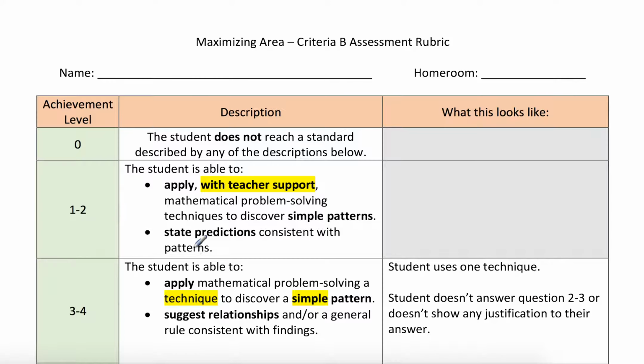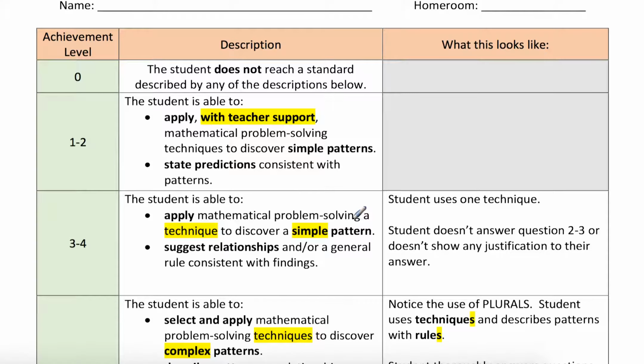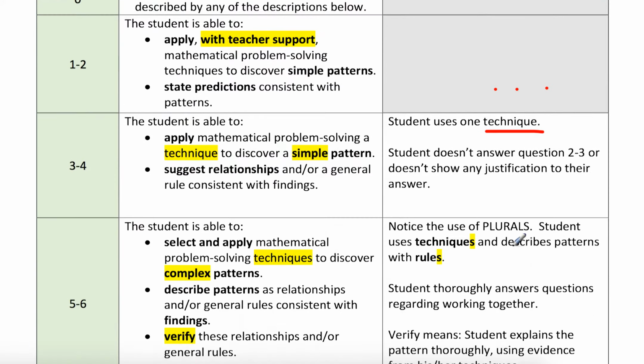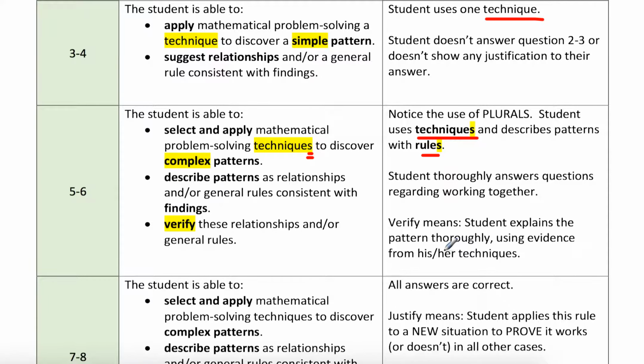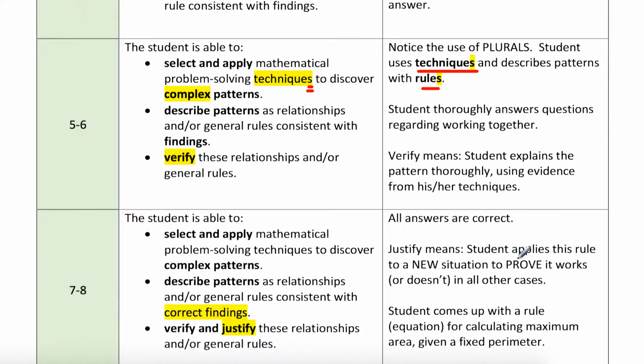And then on the last page, you're going to see the rubric. Take some time to read this over. Focus on the column where I'm a little bit more specific of what this looks like. The techniques I just talked to you about: drawings, table, equation, different ways to summarize your work. Try and do that in more than one way if you want to get into the 5 or 6 level. The rubric here is basically about plurals. You're using more than one technique to display your work. And then justify means apply this rule to a new situation. See if it holds true in a new situation. And this is the 7-8 level.